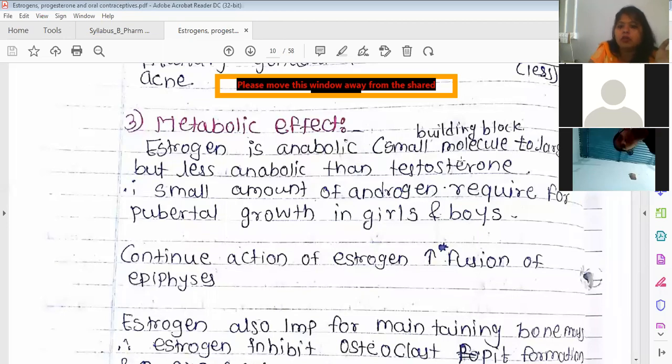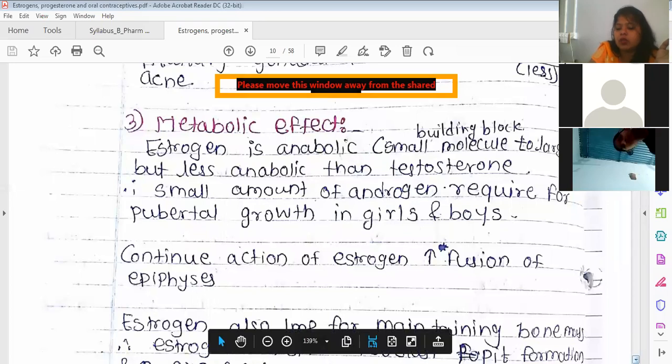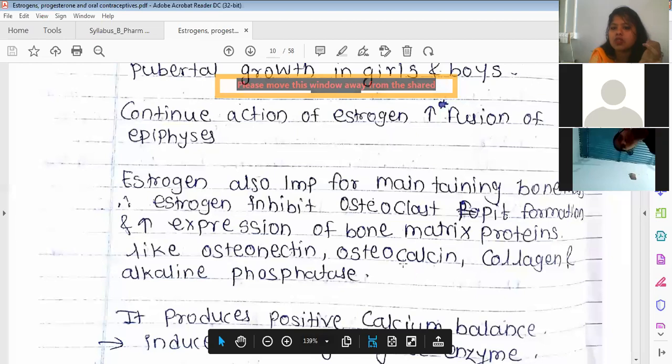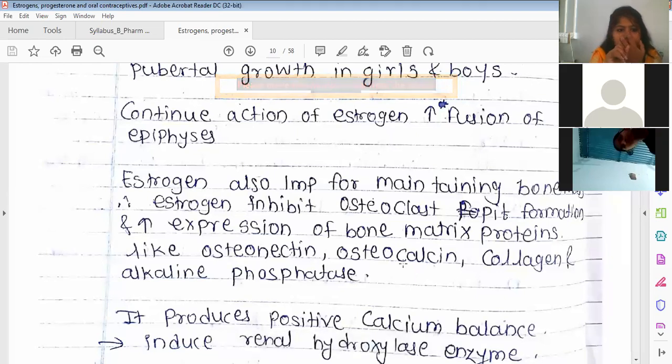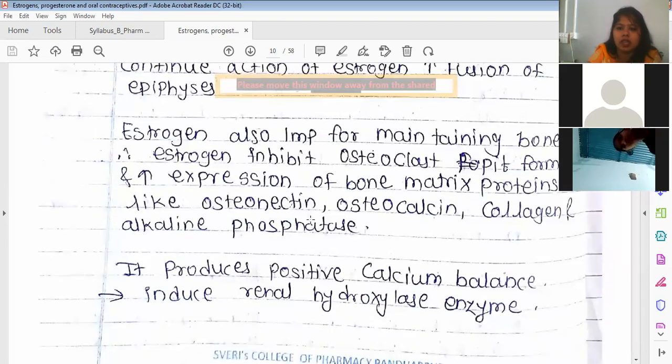The small amount of the androgen is required for the pubertal growth inside the girls as well as boys. The continuous action of the estrogen will increase the fusion of epiphyses. Okay, epiphyses. What is the epiphyses? You may search on the internet. Okay. Then the estrogen is also important for maintaining the bone mass.